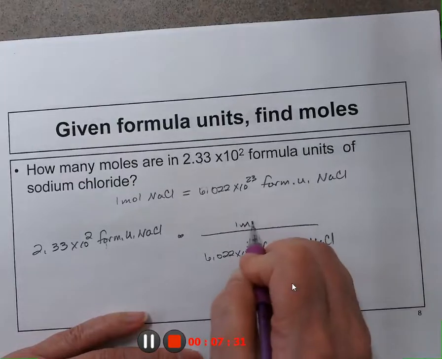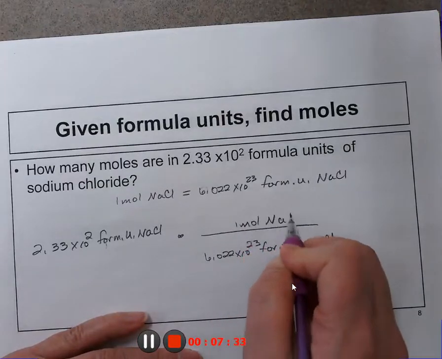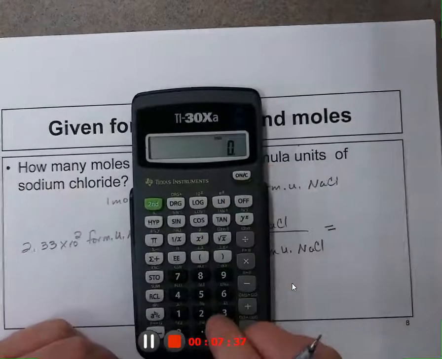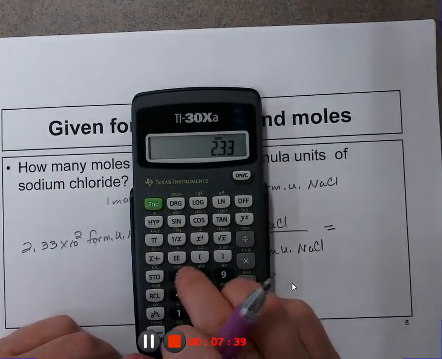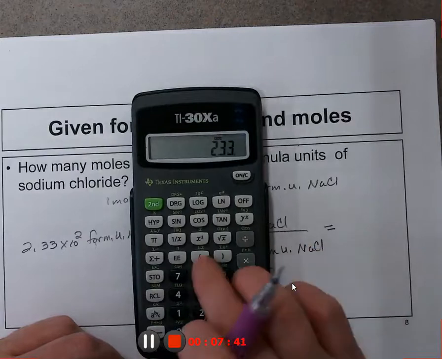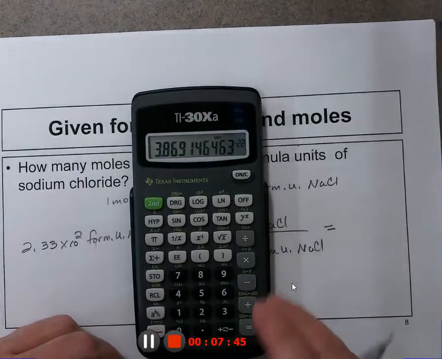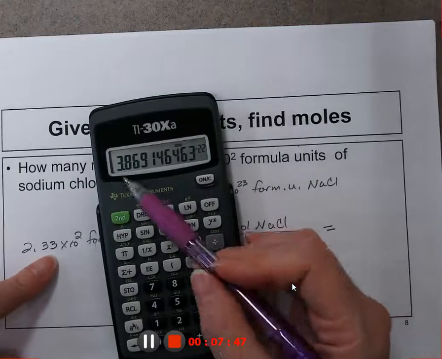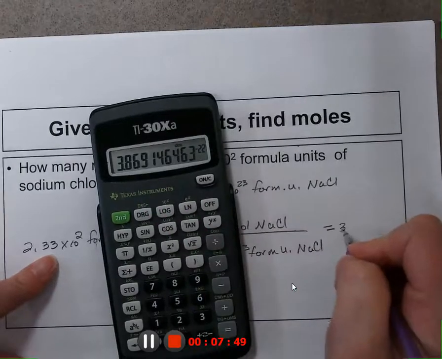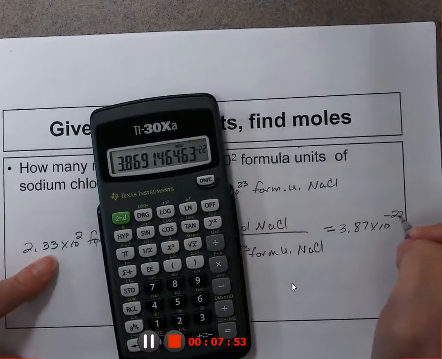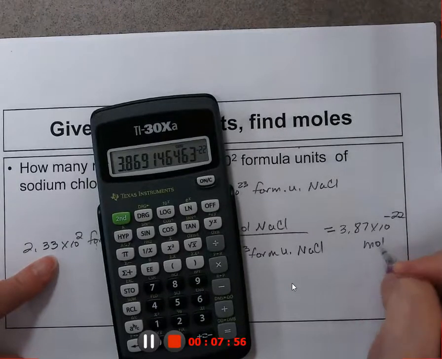Okay, so I need formula units to cancel, so that has to go on the bottom. Oh, 1 mole sodium chloride. It becomes a division problem. So we have 3 significant digits, so 3.87 times 10 to the negative 22 moles of sodium chloride.